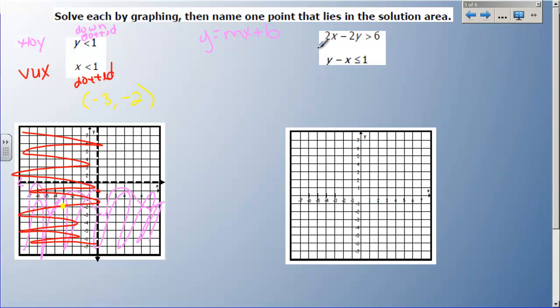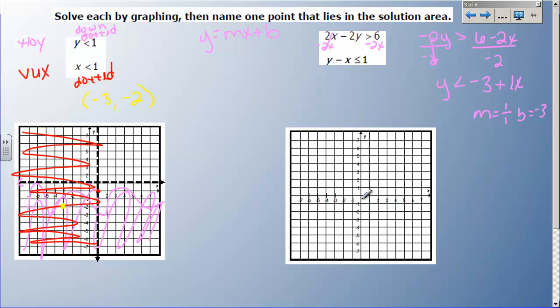To do the top one, I'm going to start by subtracting 2x from both sides, and that gives me negative 2y is less than 6 minus 2x. Well, then when I divide both sides by negative 2, I get that y, and because I divided by a negative, this sign has to turn around. So now I have y is less than negative 3 plus 1x. So my slope here is 1 over 1, and my y-intercept is negative 3.